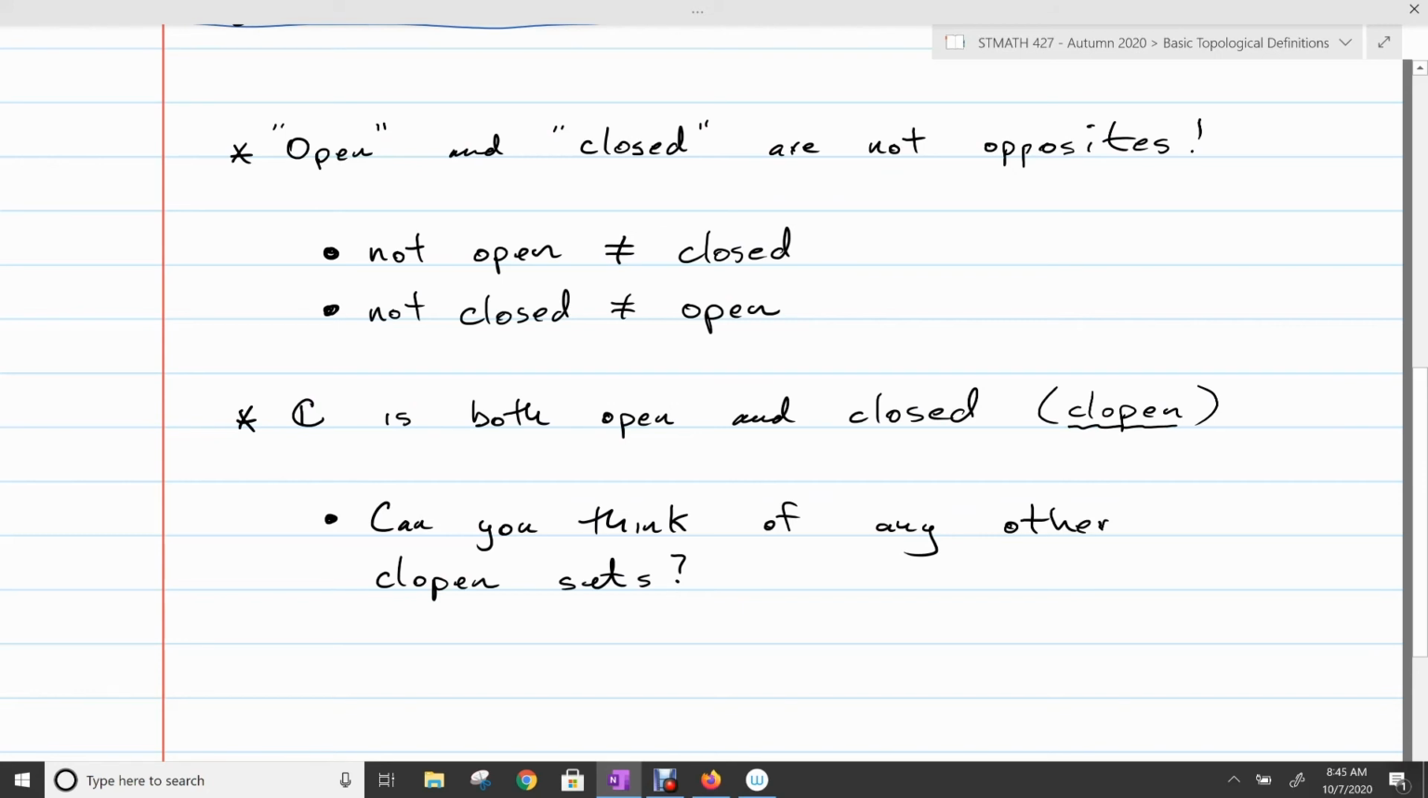It's not like when we use the word open and closed to describe the status of a door. It's true that a door is either open or closed. There's no sort of in between with a door, right? It's either open or closed.